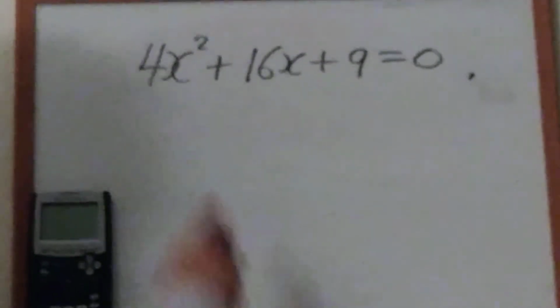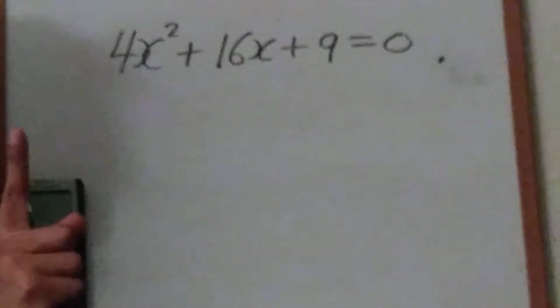Quadratic equation 4x squared plus 16x plus 9 is equal to 0. And it goes on to say, state two methods that can be used to solve this quadratic equation. And the next part of the question says, using one of the methods, solve the equation.